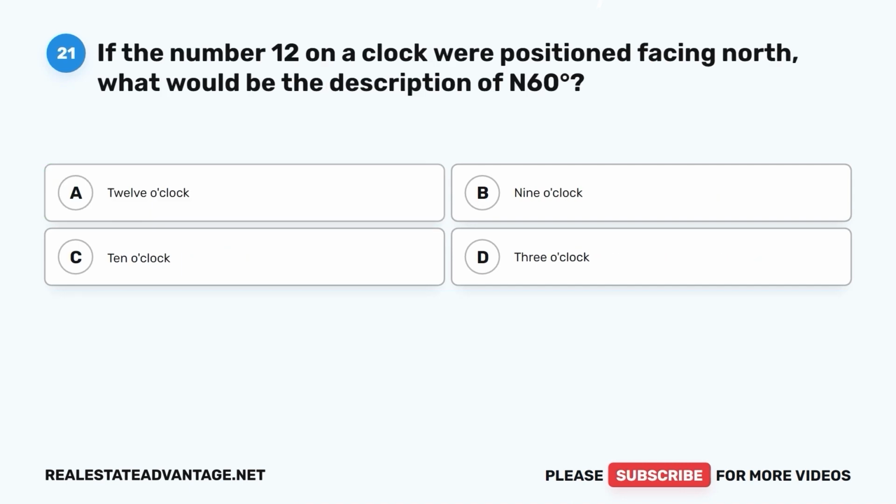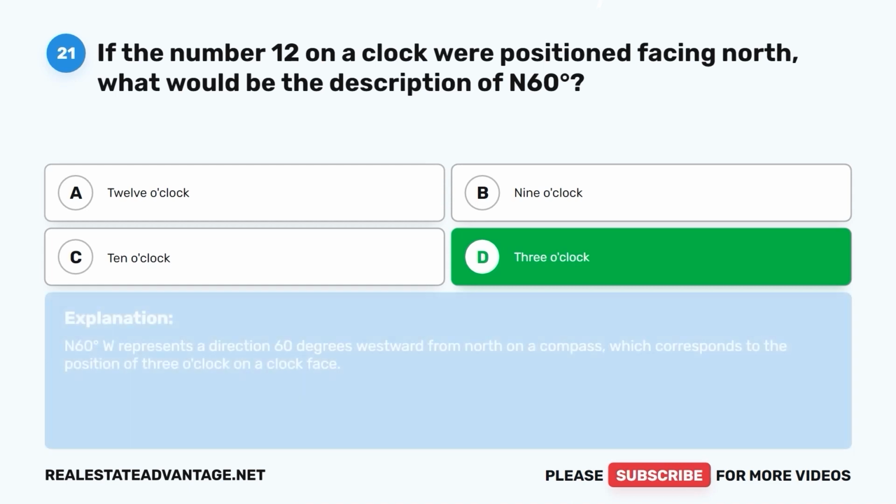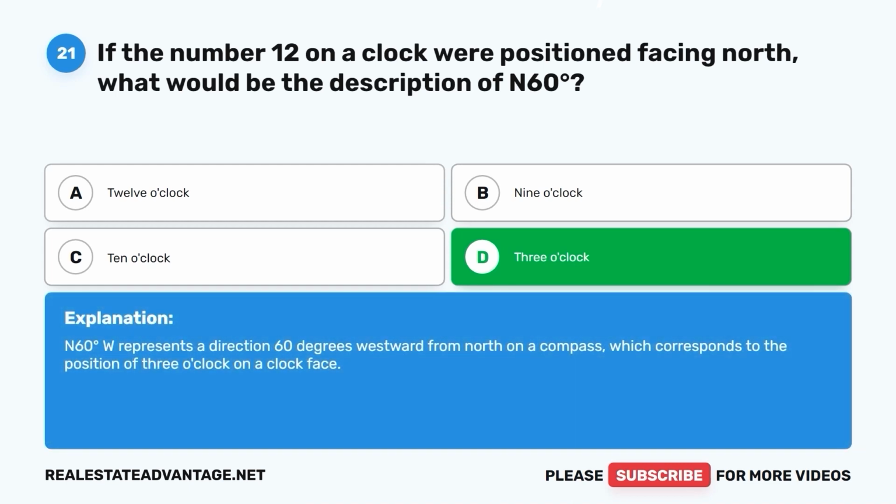Question 21. If the number 12 on a clock were positioned facing north, what would be the description of N 60 degree W? A. 12 o'clock. B. 9 o'clock. C. 10 o'clock. D. 3 o'clock. The correct answer is D. 3 o'clock. N 60 degree W represents a direction 60 degrees westward from north on a compass, which corresponds to the position of 3 o'clock on a clock face.